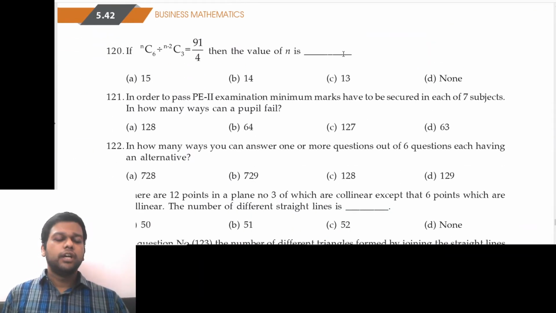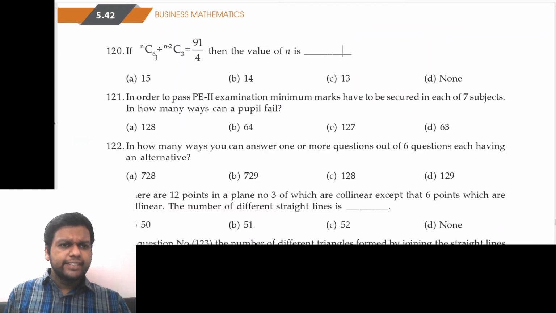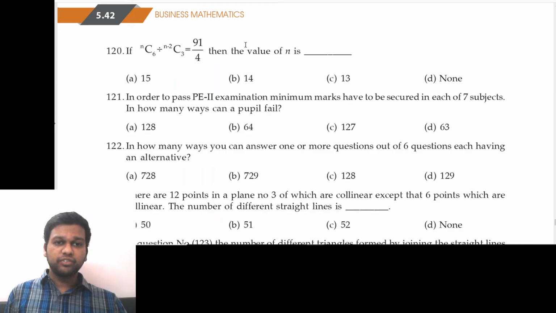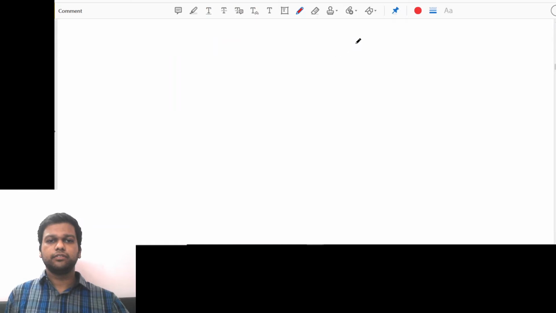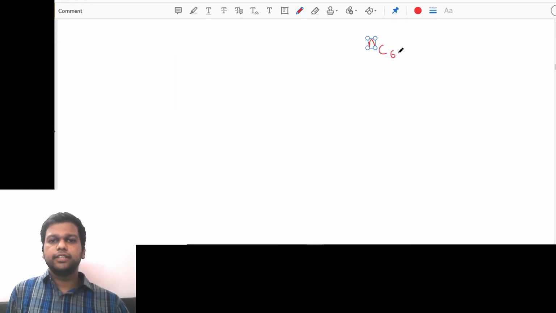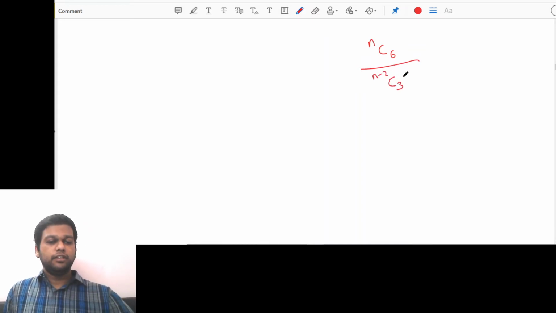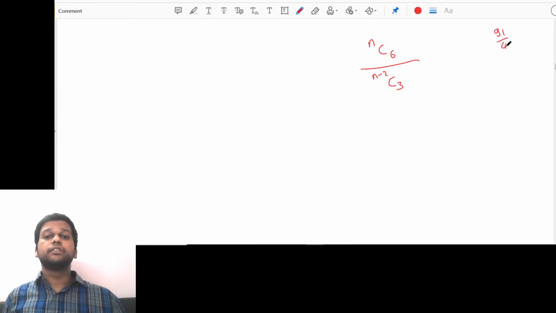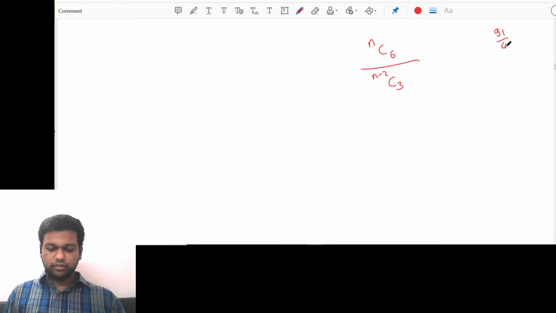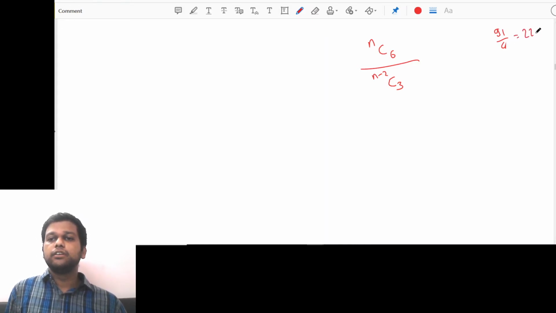Question 120. If nC6 divided by (n minus 2)C3 is equal to 91 by 4, then the value of n is. Fine. Might be better to go by options. Let's try. nC6 divided by (n minus 2)C3 is equal to, they are saying 91 by 4. Let's go by options. What is 91 by 4? 22.75, right? So we'll check which option gives us 22.75.